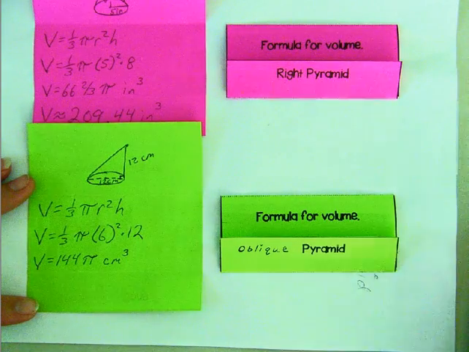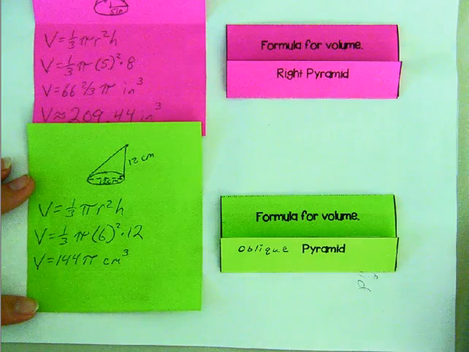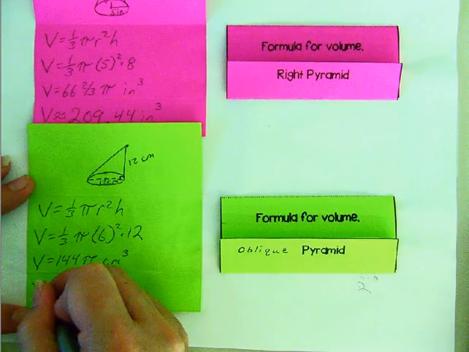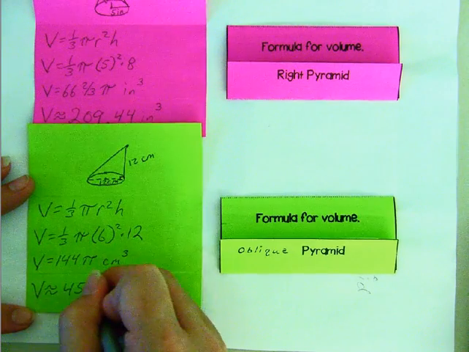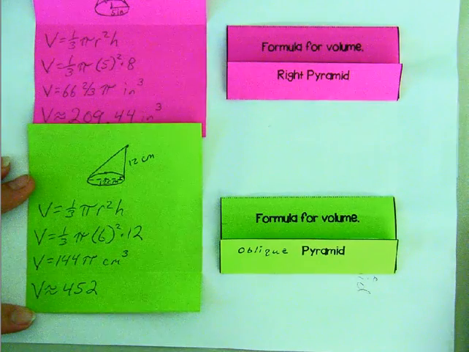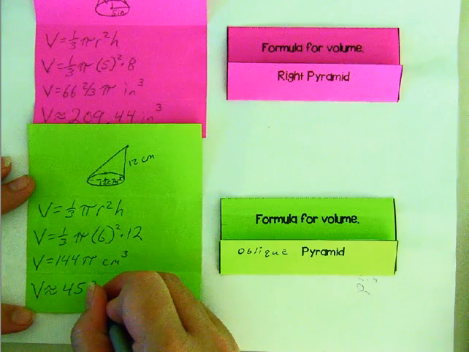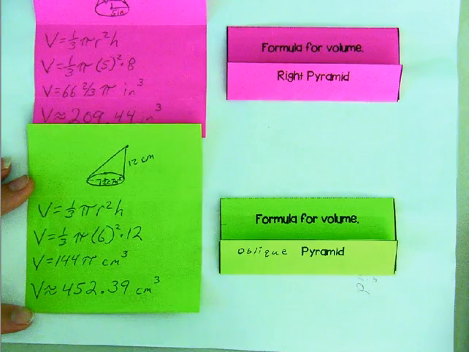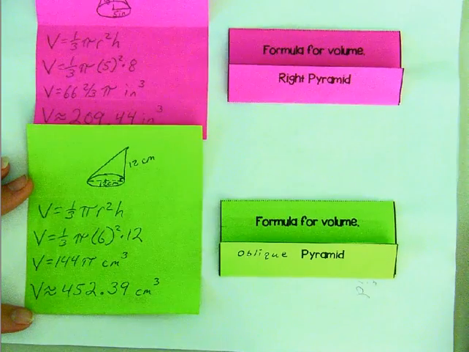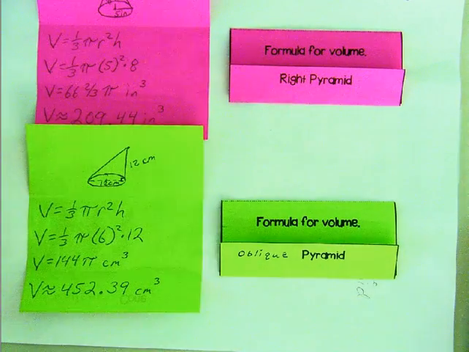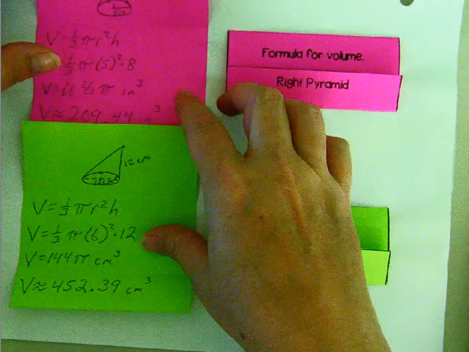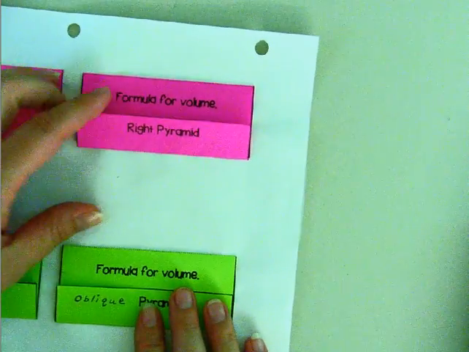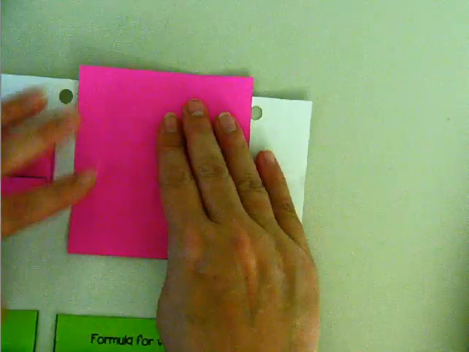Now to get my decimal approximation, I'm going to take that times pi, and I get approximately 452. 2 decimal places would be 39, and that's centimeters cubed. Okay, great job with those. We're going to move on now to our pyramids. So I'm going to go ahead and close those up. Move over here to our pyramids, starting with our right pyramid.